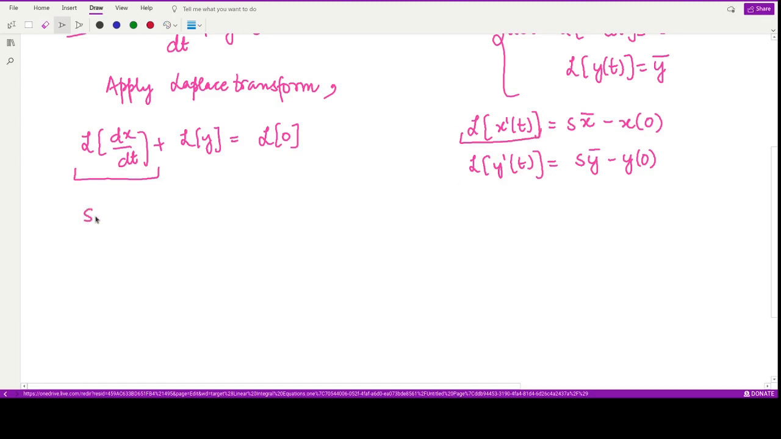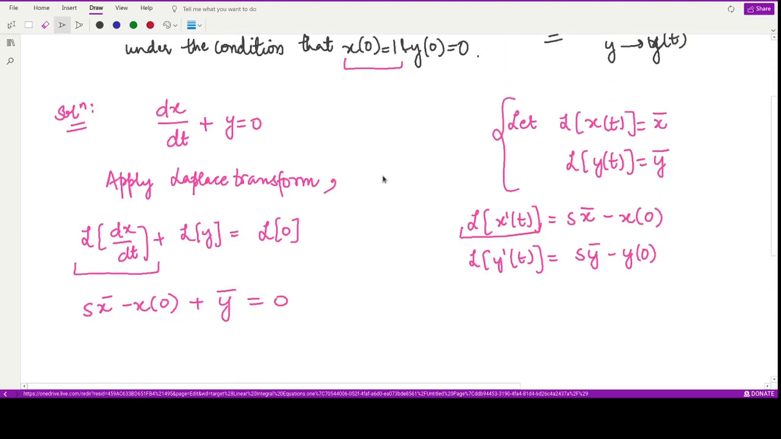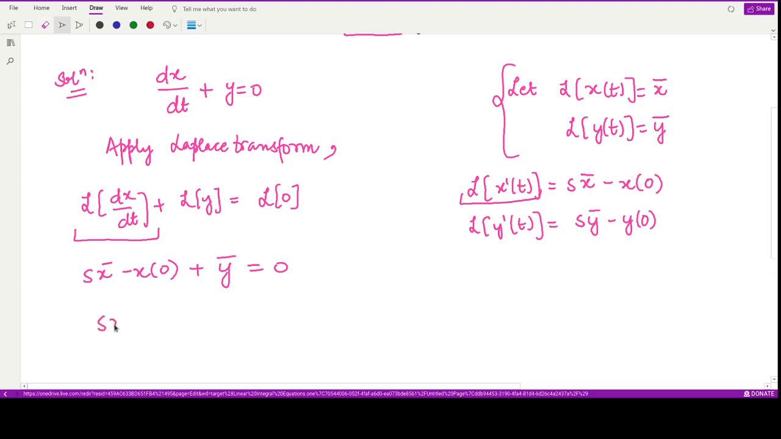So we have s x bar minus x of 0 plus the Laplace transform of y, that is y bar, is equal to 0. And what is the value of x of 0 in the question? It is given to be 1. So we substitute here: s x bar minus 1 plus y bar is equal to 0. So this is your equation number 1.